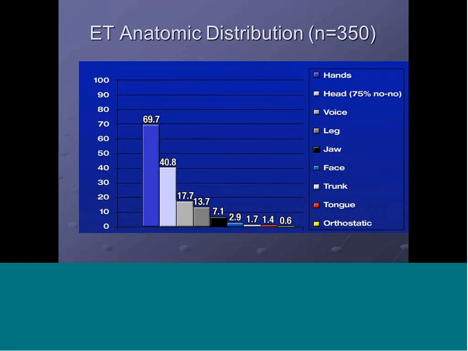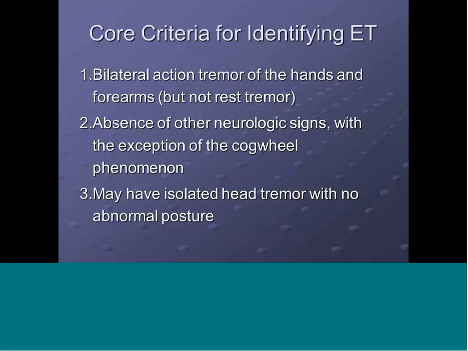stuff like that. But typically, if you start seeing chin tremor, that is highly suggestive of Parkinsonian tremor. Jaw tremor is more suggestive of essential tremor. So core criteria for identifying essential tremor includes bilateral action tremor of the hands and forearm, but not resting tremor, although rarely that is seen as well. Absence of other neurological signs, with the exception of cogwheel phenomena.